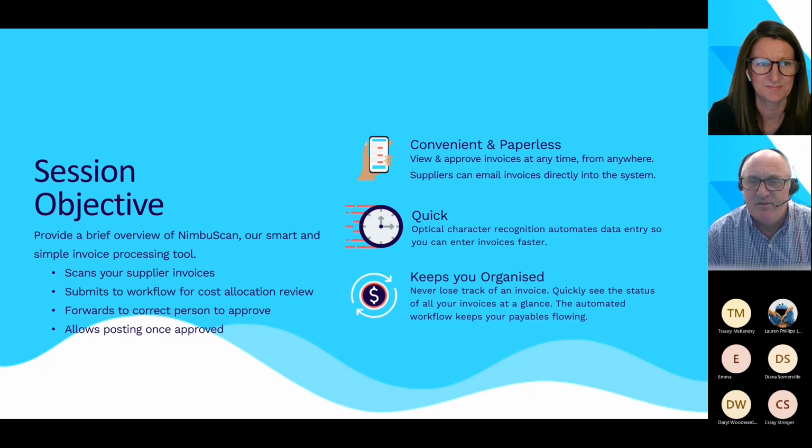And the key thing, it keeps you organised. You never lose track of an invoice. So once it's in the system, it's there. You don't have to faff around looking for an invoice, seeing whether or not you've received it or whose desk it might be sitting on. It's all available at a glance in NimbuScan. And the automated process keeps your payables flowing. So the invoices are coming in, they're being approved and being posted through to the jobs in a timely manner. So let's have a look at NimbuScan.